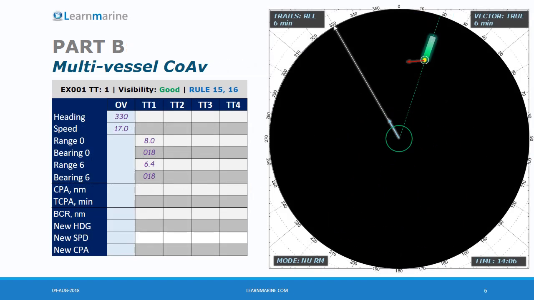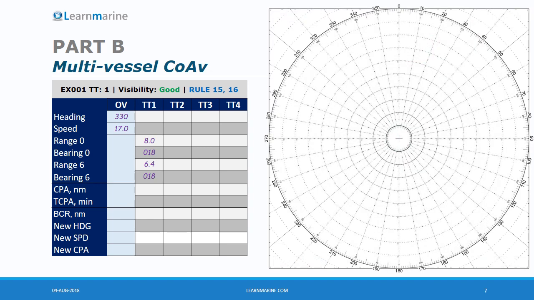Exercise 1. Single vessel collision avoidance. Let's draw our own vector on the maneuvering board. Let's plot minutes 0, 3 and 6 time marks correspondingly. Then mark the tracked target name, TT1.